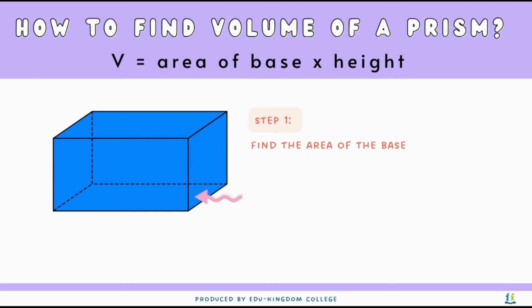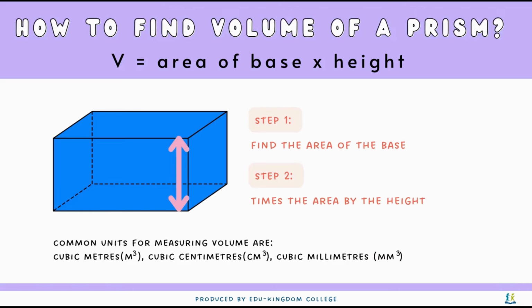How do we find the volume of a prism? Finding the volume of a prism has 2 simple rules. Step 1 is to find the area of the base. Step 2 is to times the area by the height. The common units for measuring volumes are cubic meters, cubic centimeters, and cubic millimeters.